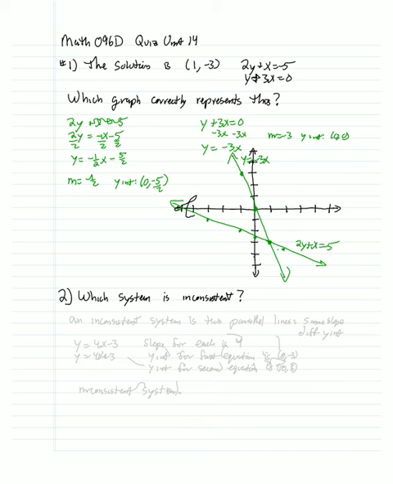For the next one, it asks us which system is inconsistent. And we have to think, what is an inconsistent system? We kind of talked about that in the other video I made. But an inconsistent system is two parallel lines, which means they have the same slope but different y-intercepts.